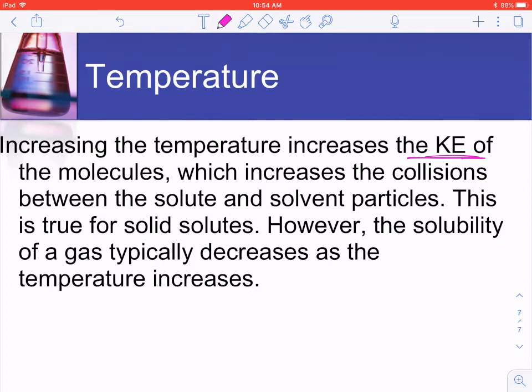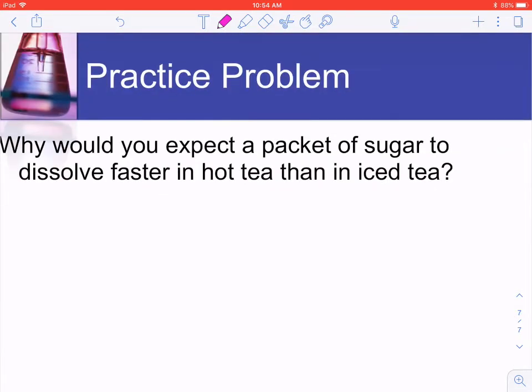So we're going to do things a little bit out of order here. Jump down to the bottom of your note guide. We're going to do one practice problem at this stage of the game. Let's think about why we might expect a packet of sugar to dissolve faster in hot tea than in iced tea. And like we just talked about, if we increase temperature, we increase the kinetic energy, we have more effective collisions. If we have faster and more frequent and stronger collisions, then we break apart those solute molecules a little bit more quickly. So that's your first practice problem.